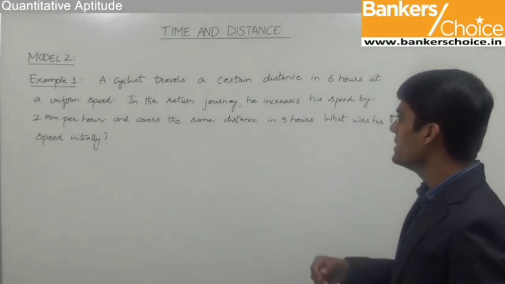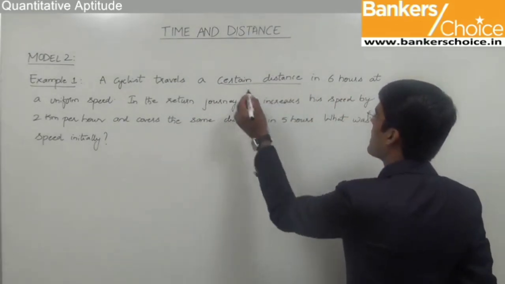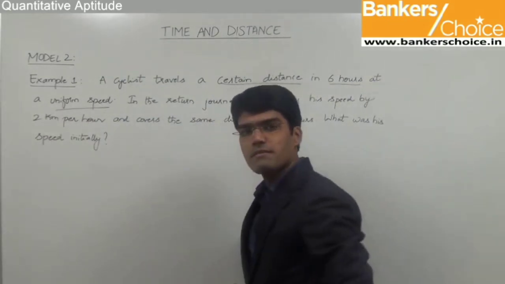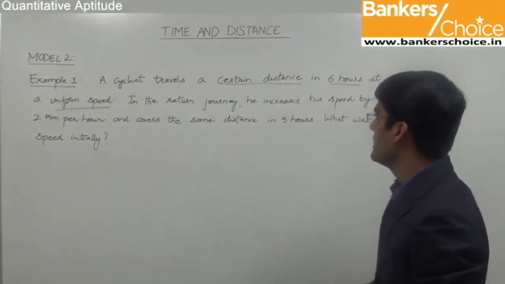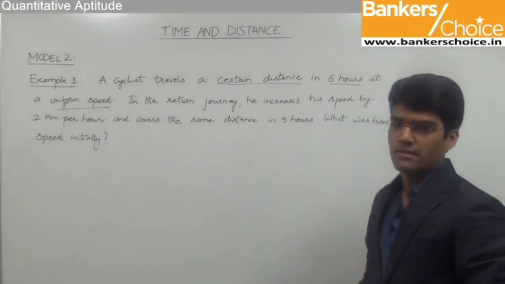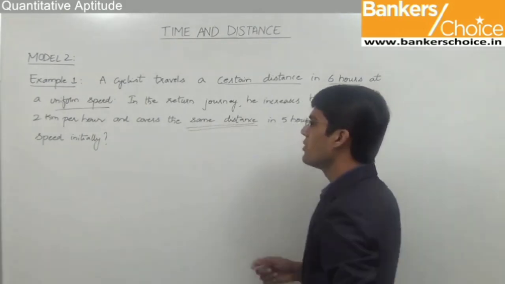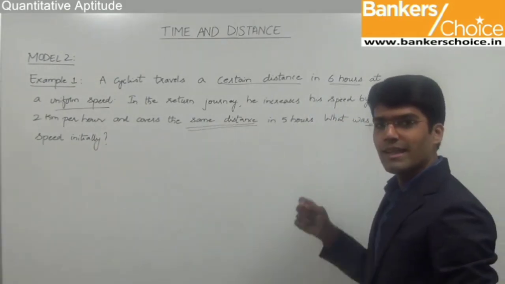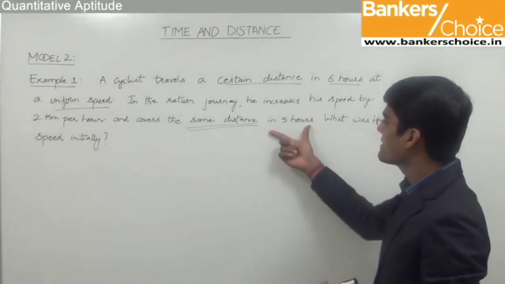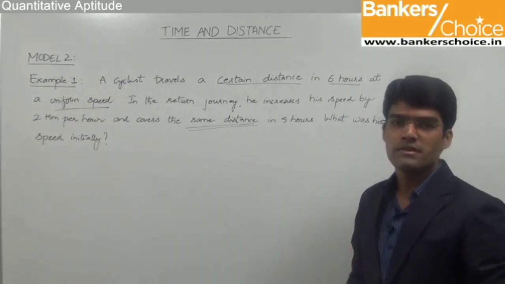So as you can see here, initially the cyclist travels a certain distance in 6 hours at a uniform speed which has not been specified. In the return journey, he increases his speed by 2 kilometers per hour. So there is an increase in his speed in the return journey and he covers the same distance. Remember friends, this is the most important part of the question, that the cyclist is covering the same distance in the return journey, and that is done in 5 hours. So we need to find out the initial speed of the person here.